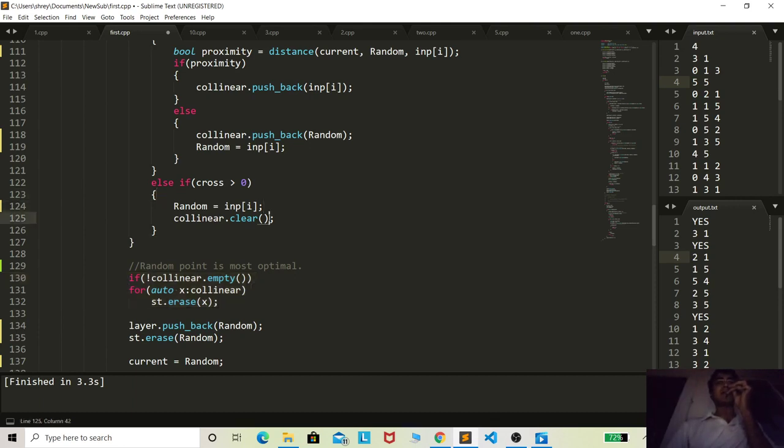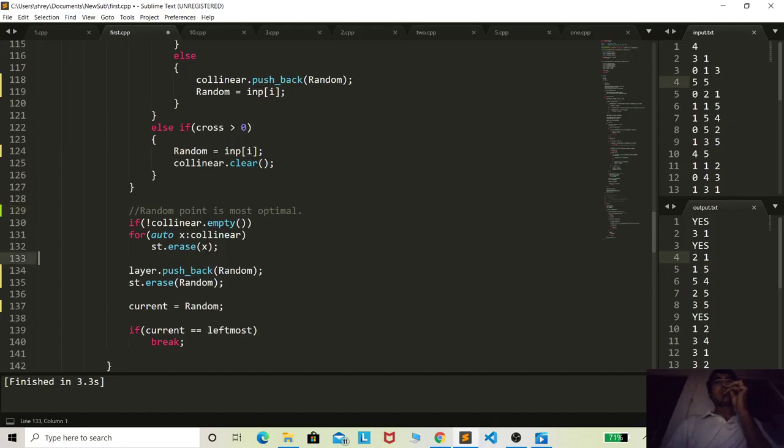And then why we cleared this collinear is, suppose if there were any elements in this collinear points, now we have found out a better point, right? So with a better inclination, all those points are not a part of the optimal layer, right? So we just need to clear them off. They should not be discarded because they are not a part of the line segment of the optimal layer.